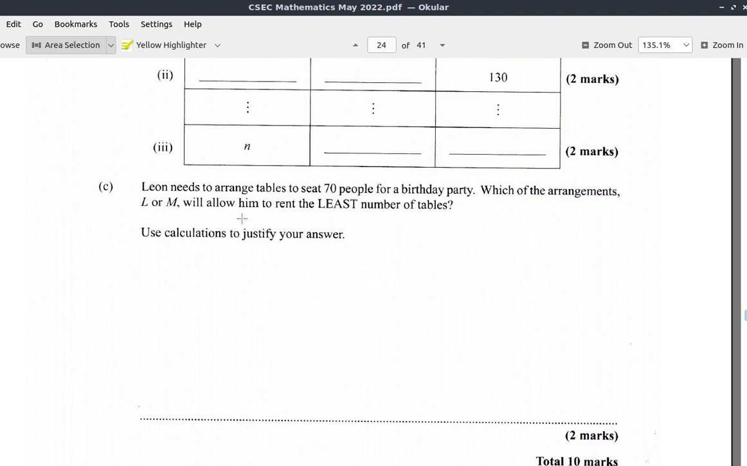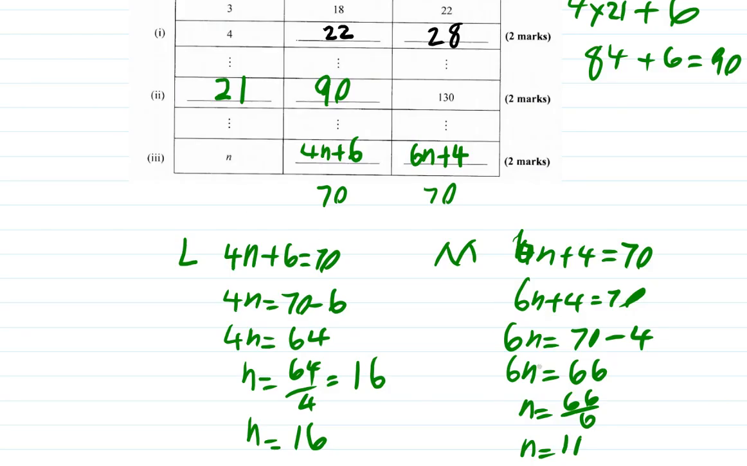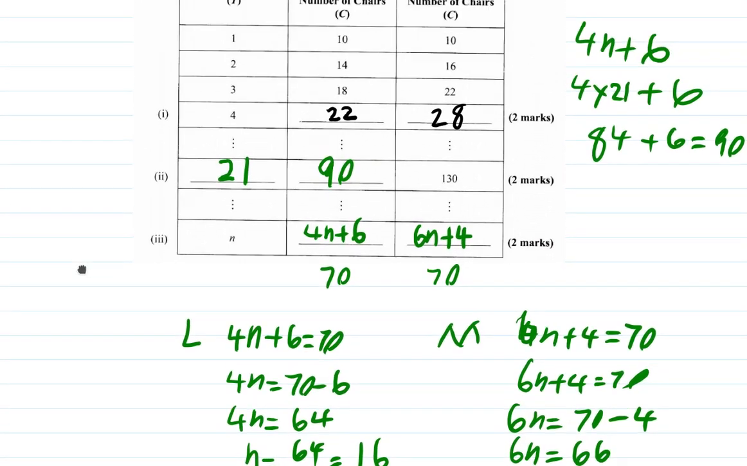So here, what they say: which arrangement will allow him to rent the least number of chairs? It will be arrangement M. Justify your answer. This is the justification. Alright? So you work it out first. Do the justification just to make sure, and then you put the justification, the answer there. Alright?